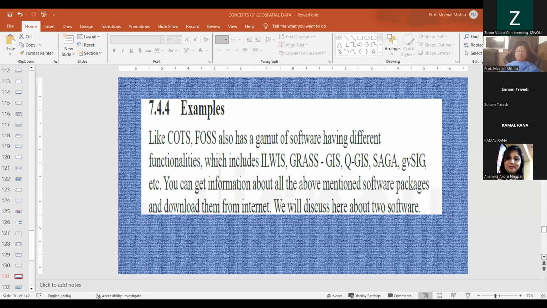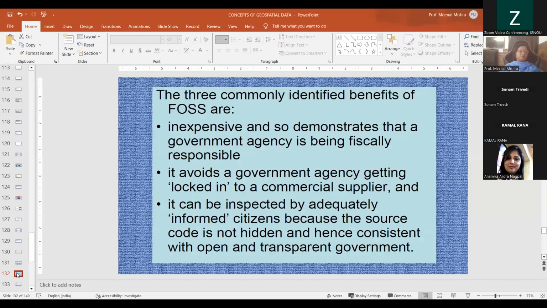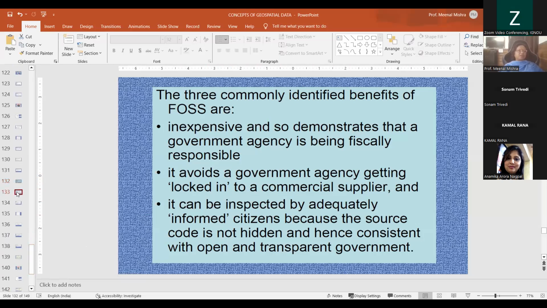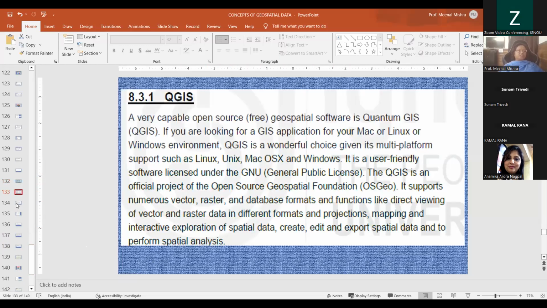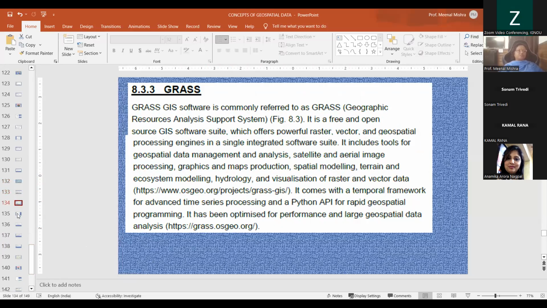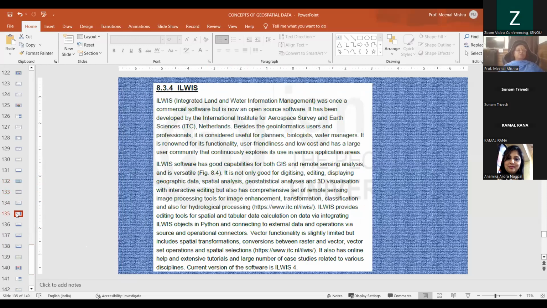Okay, and I think I just skipped something. So there are many benefits of this FOSS. It is inexpensive, and it prevents government agencies from getting locked into a commercial supplier, all these things. And QGIS, I've already told you, GRASS, and then ILWIS also.